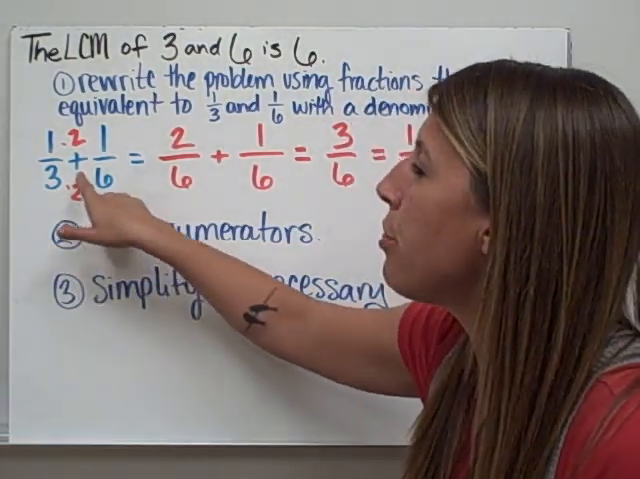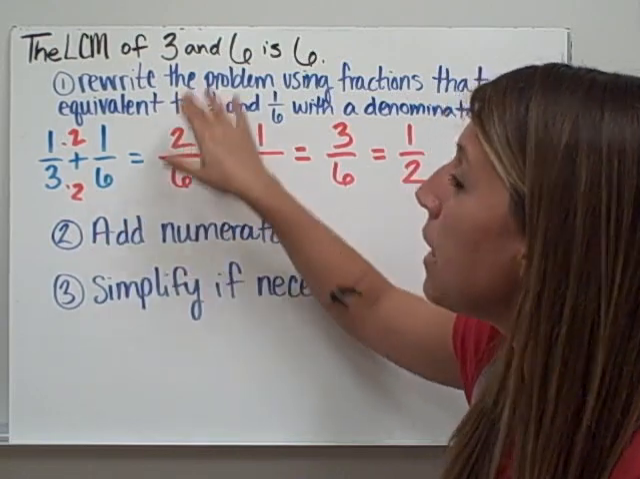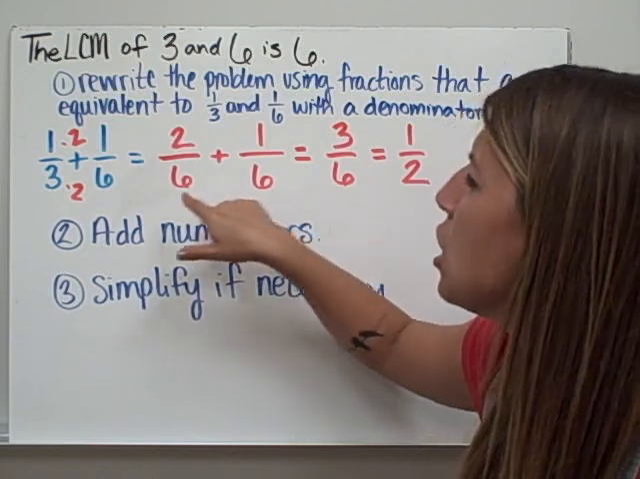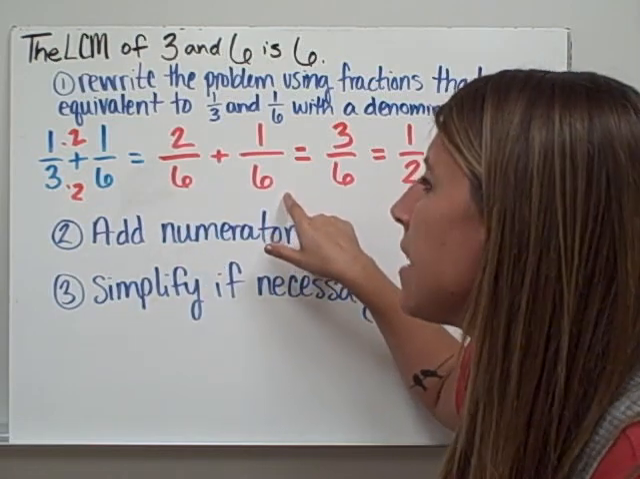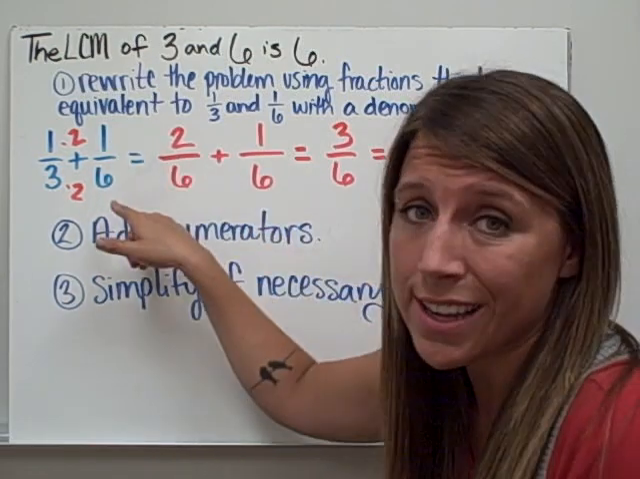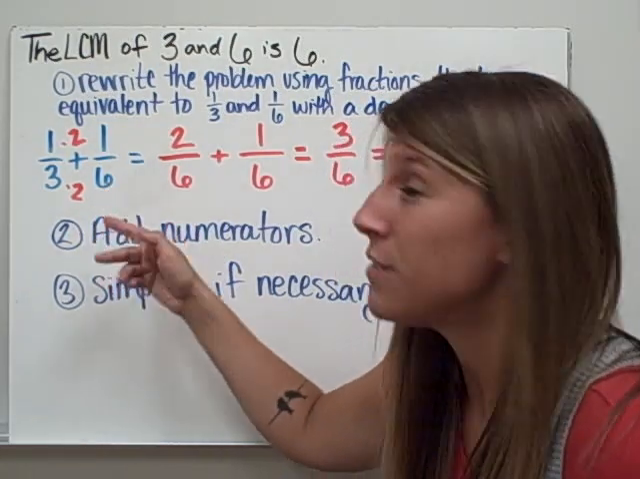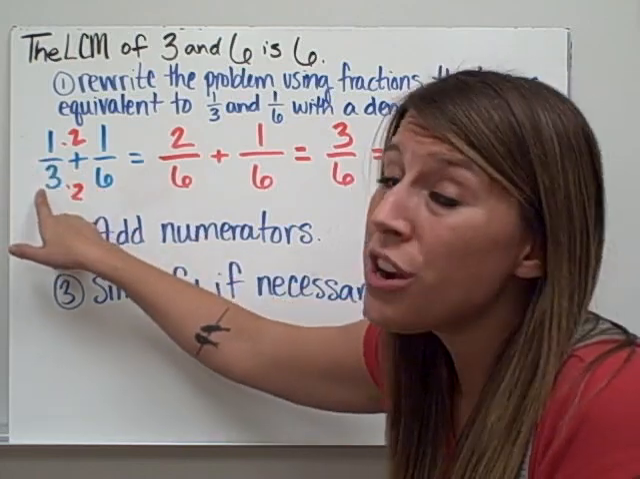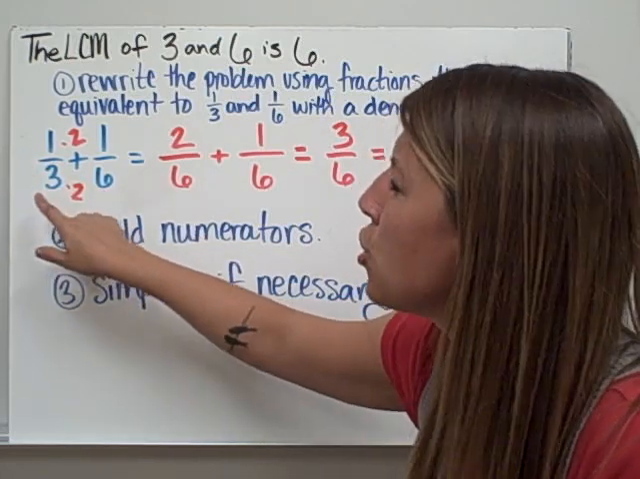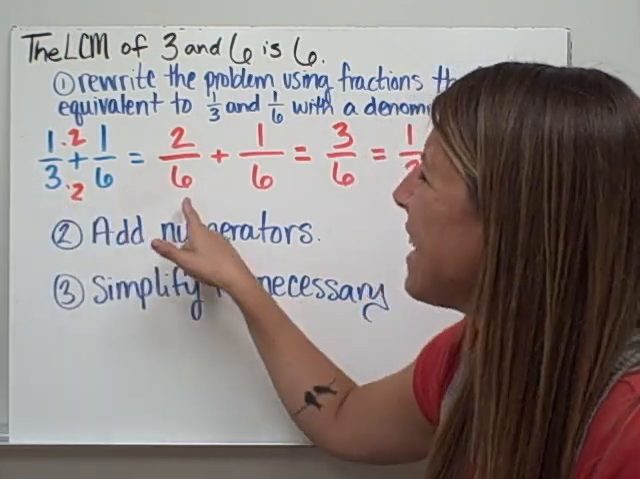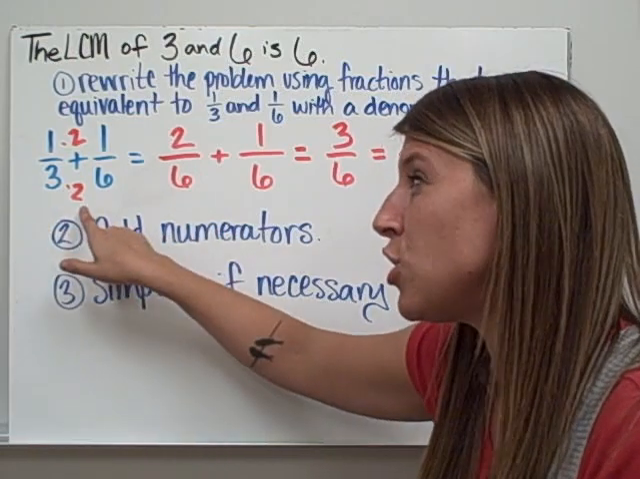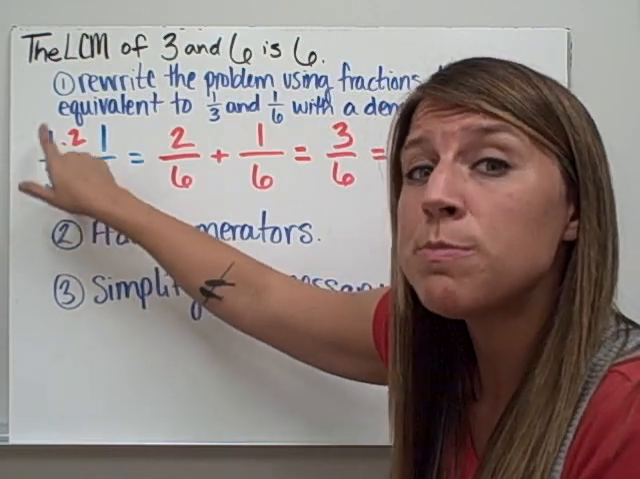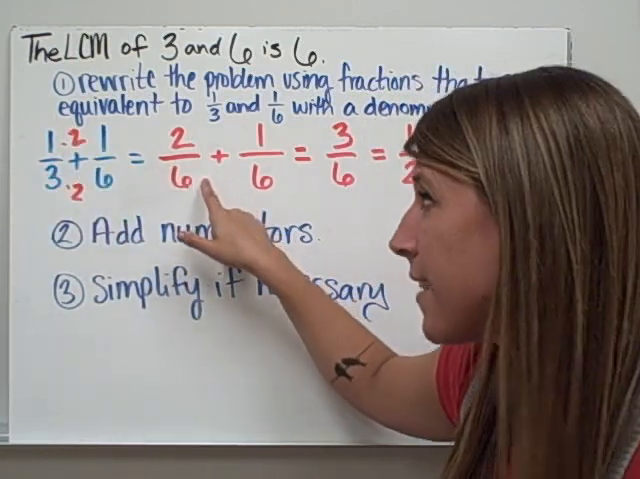So if I'm adding 1/3 to 1/6, I want to rewrite the addition problem with denominators of 6. So I put 6's there first. Now I don't have to change 1/6 because it's already got a denominator of 6, so I can just fill it back in as 1/6. 1/3, however, does need to be changed. Well, what do I do to 3 to get 6? Well, I multiply it by 2, so I have to do the same thing to the numerator in 1/3, multiply it by 2 to get 2/6.